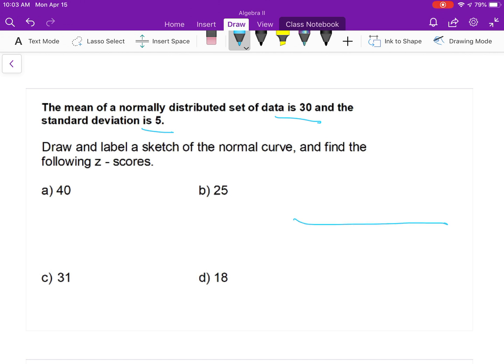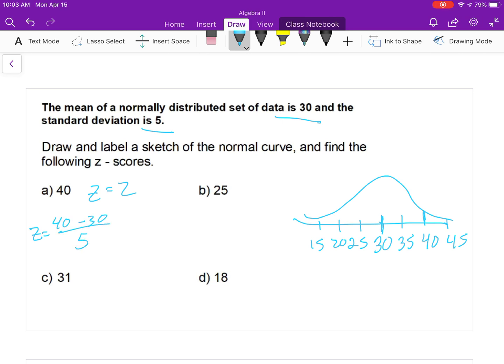So here we go. I'm going to go off to the side. Mean of 30, and I'm going to go with 35, 40, 45, 25, 20, 15. So there's 1, 2, 3, and 4 standard deviations away. Looks like 40 is one of those numbers, so 40 is going to be 2 standard deviations away. So the Z-score for 40 is 2. Or what I could do is take my 40, subtract 30, which is 10, divided by 5, and get 2 that way.